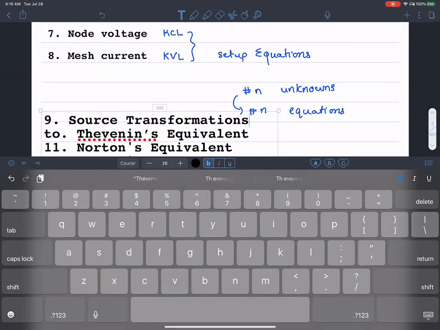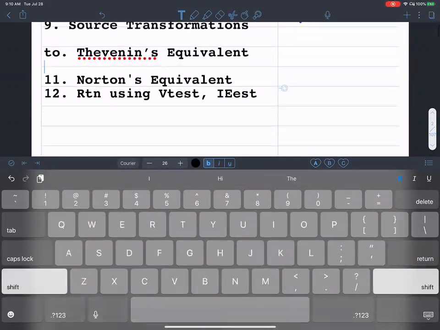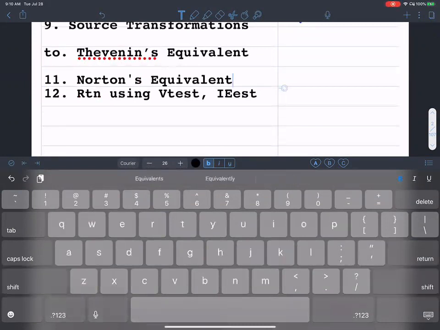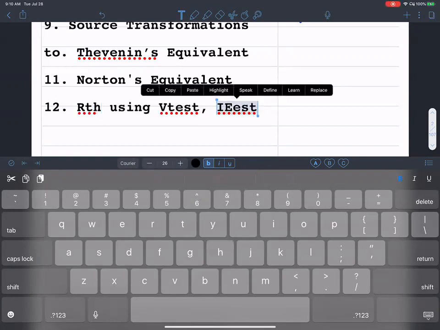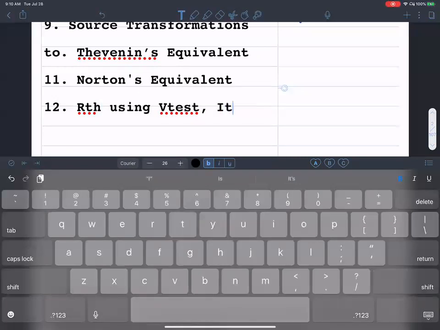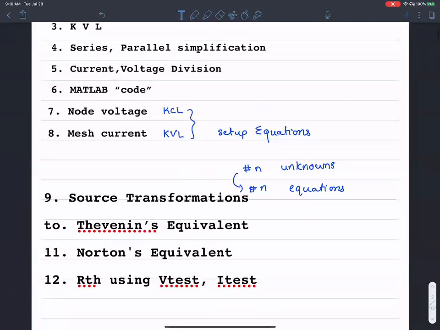Okay, Thevenin's equivalent, of course, and then Norton's equivalent using RTH, using V-test and I-test. So I'm impressed with the tool. That's good. Okay, but here are the techniques that we learned so far.